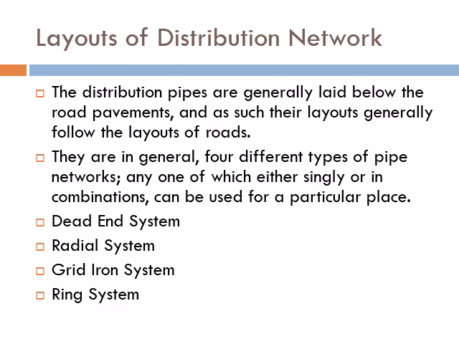Next is about the layout of the distribution networks. The distribution pipes are generally laid below the road pavements, and as such their layouts generally follow the layout of the road. In general there are four different types of pipe networks, any one of which, either singly or in combination, can be used for a particular place. That is, the layout of the distribution network mainly depends upon the layout of the road pavements. The four categories commonly used are the dead end system, radial system, gridiron system and the ring system.